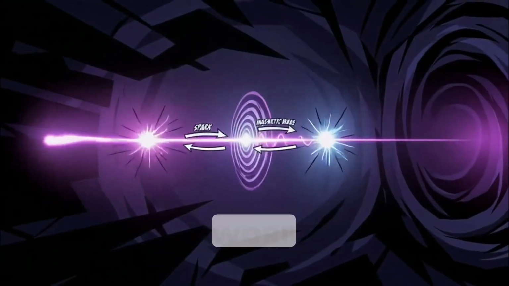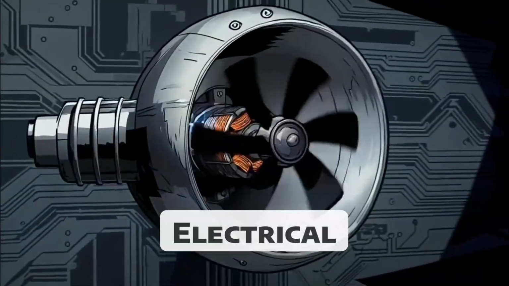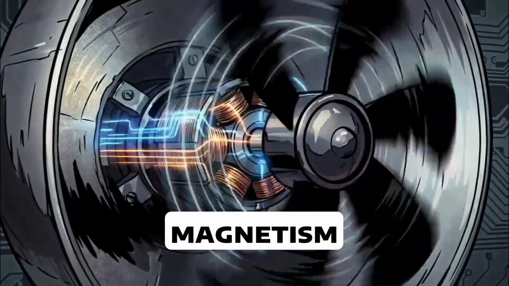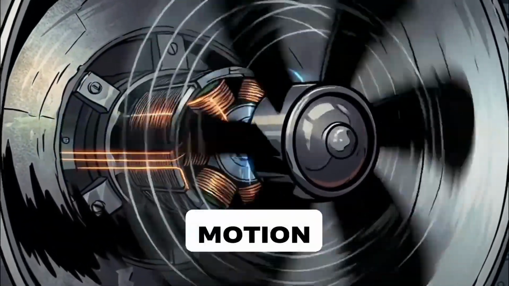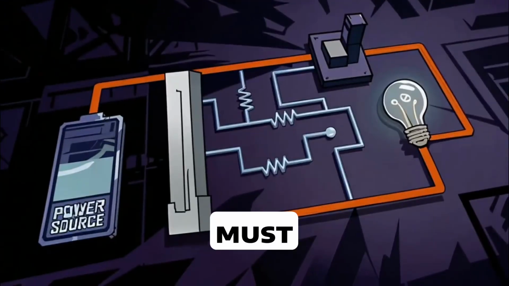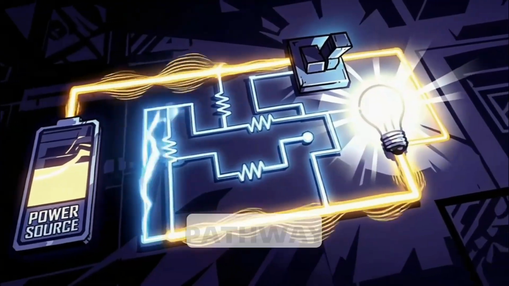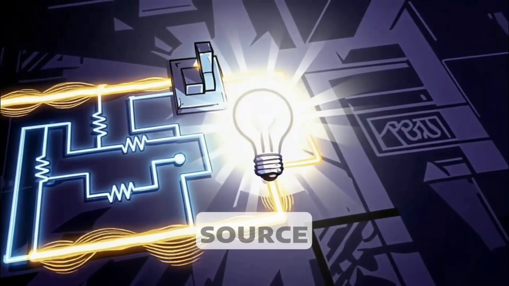But in appliance work, the two are constantly being converted back and forth. Electrical energy becomes magnetism, and magnetism becomes motion. For electricity to flow in a circuit, two conditions must be met. There must be a difference of electrical pressure, and there must be a continuous pathway from source back to source.